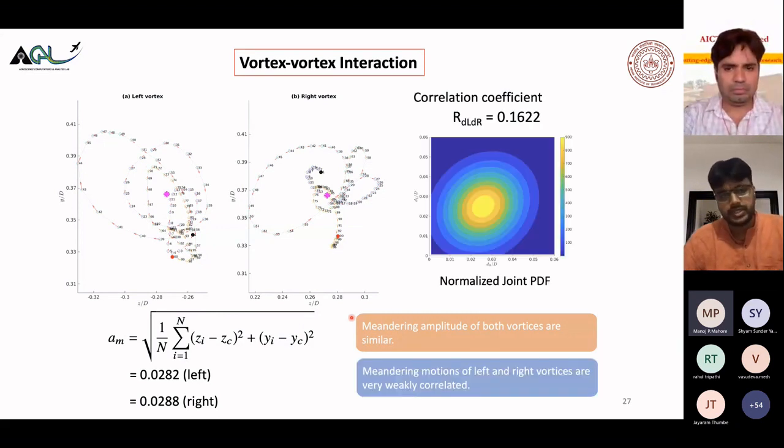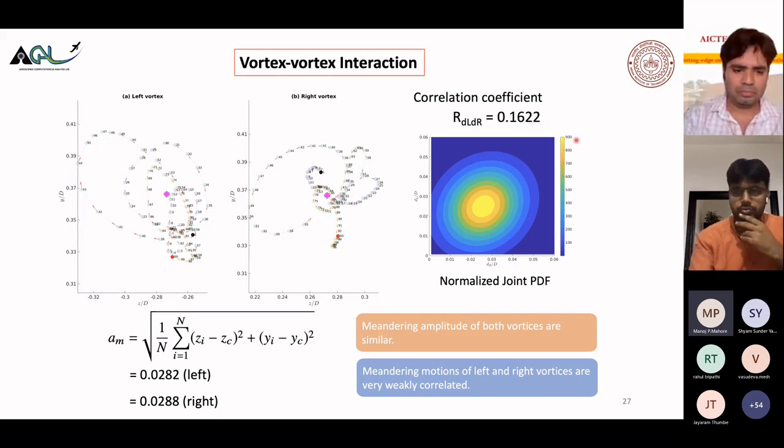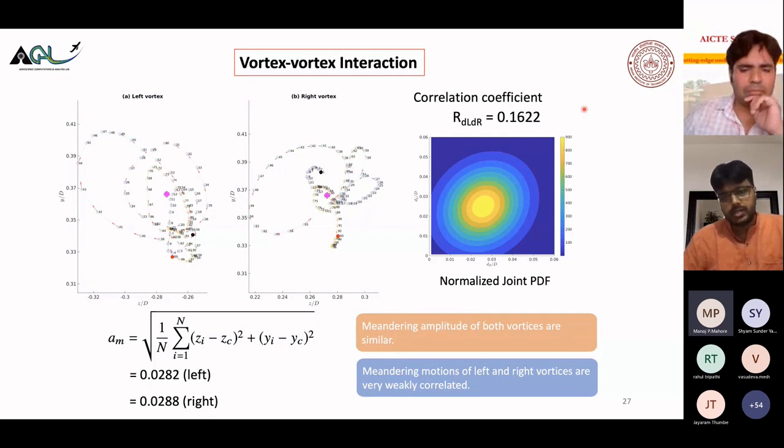We also did the correlation coefficients. So basically, how are the left and the right vortices correlated, right? So I take the left vortex and the right vortex position at different times, right? And use this correlation coefficient R, which comes to around 0.1622, which is not a very big number. But remember that I'm using only the V and W velocity. So whatever you're seeing is basically the velocity on the plane. There is no axial velocity.